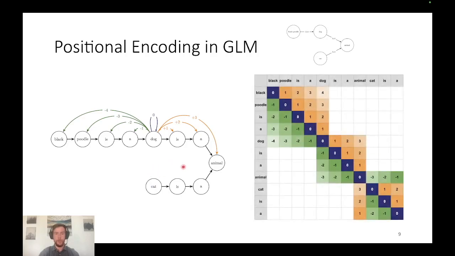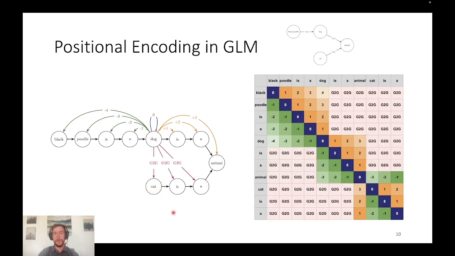We do this for every token and put it into such a matrix of relative positions. Here, for example, we see the relative positions for the token dog. So dog does not directly attend to cat. However, dog attends to animal and animal attends to cat. Therefore, the dog embedding will also be impacted by the embedding of cat.